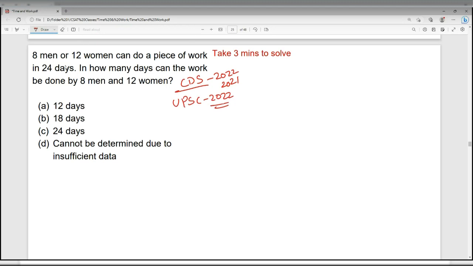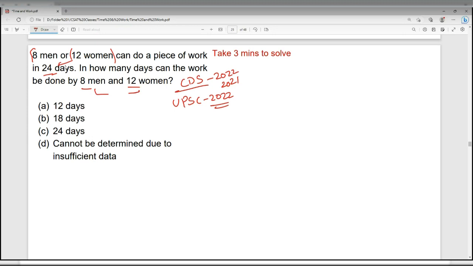We have 8 men or 12 women can do a piece of work in 24 days. In how many days can the work be done by 8 men and 12 women? So first they're saying that only if 8 men work, they'll take 24 days, or if 12 women work, they'll take 24 days. What if they combinedly work? Then what would be the time they have taken?